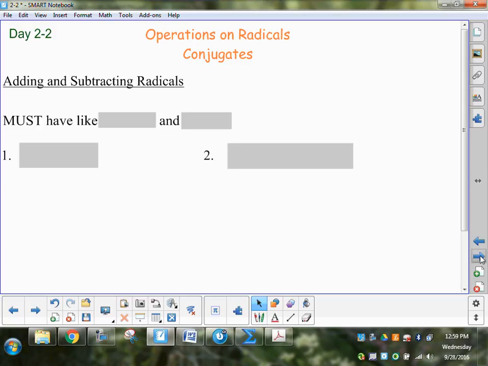Now, we left off on the bottom questions for page 6. What you need to know, if you're adding and subtracting radicals, they need to be alike. So you have to have like radicals or indexes, plural of that is indices, and like radicands, which means the value underneath there needs to be the same. In order to add or subtract, you need to have like radicands and indices.